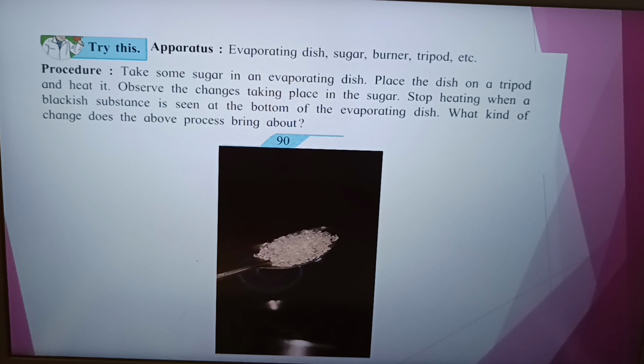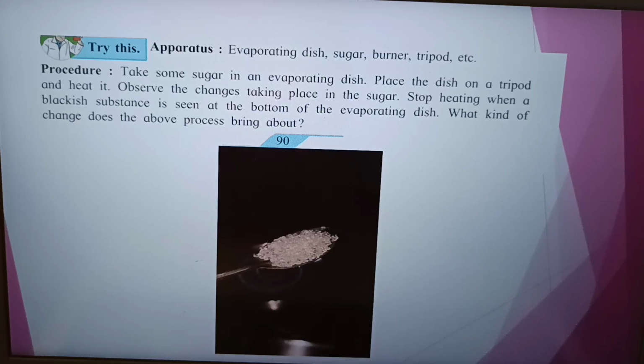The apparatus you have to take is an evaporating dish. There is no dish here, so we are using a spoon instead. We have taken sugar and we are going to burn it on the gas burner.